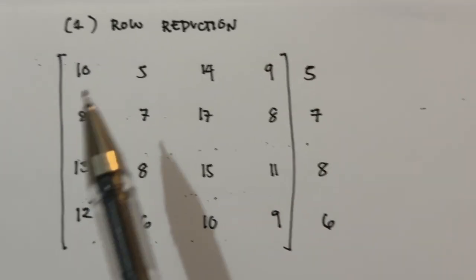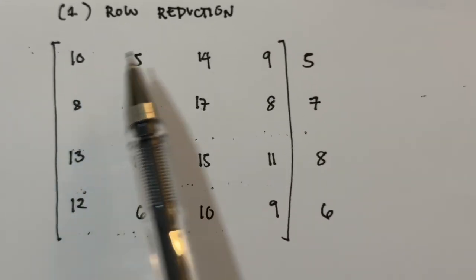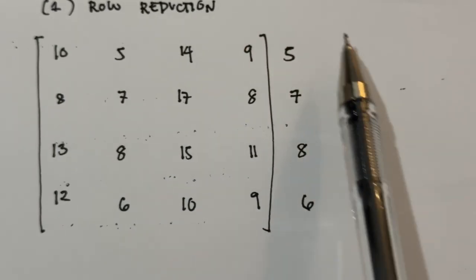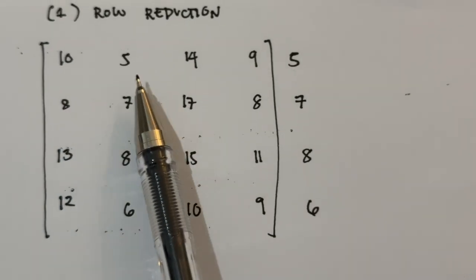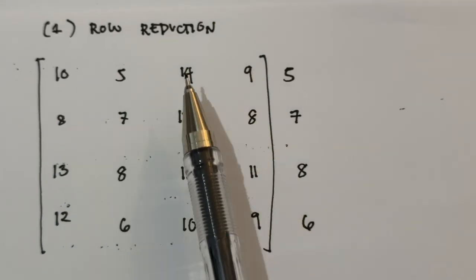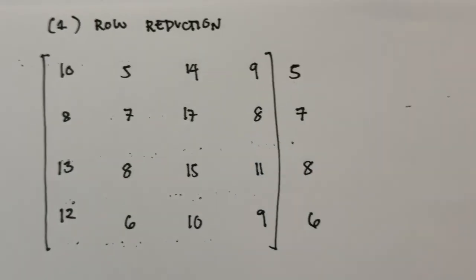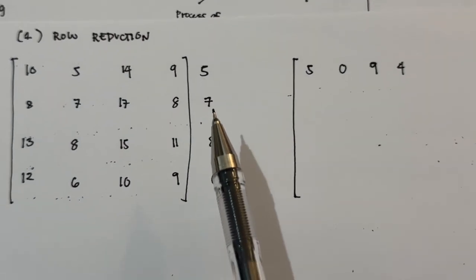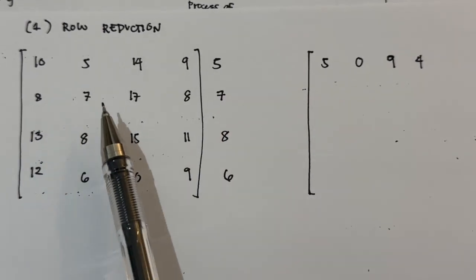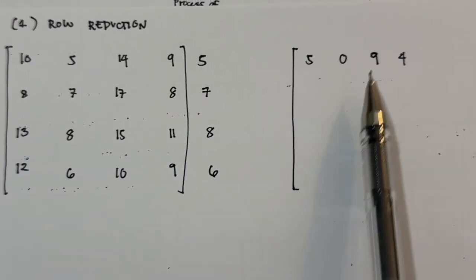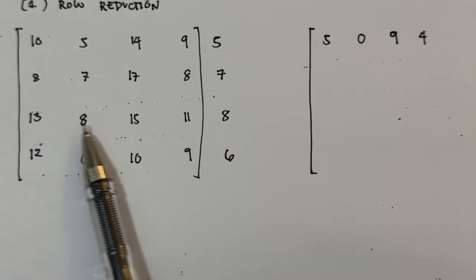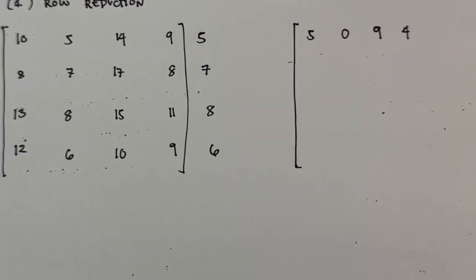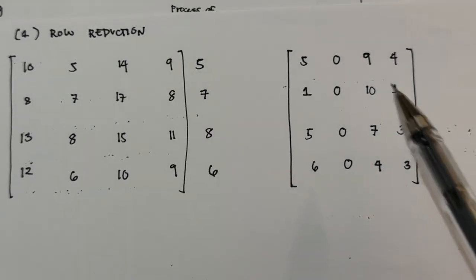For example, in this row, we're going to replace each value with the new value if you subtract 5. 10 minus 5, 5. 5 minus 5 is 0. 14 minus 5, you have 9. And 9 minus 5 is 4. So now we're going to do the same for the other rows. So subtract 7 from 8, 7, 17, and 8, and put the results over here. Do the same for 8, subtract here, and add the difference over here. So now this is our new matrix.